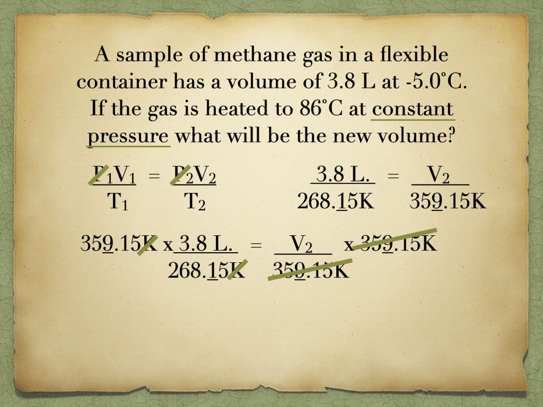Go back and look at your setup. Go back and make sure you have your temperatures in Kelvin. Go back and make sure that you multiplied when you're supposed to multiply or divided when you're supposed to divide. And you should end up with about 5.1 liters. And one last point before we wrap this one up, if we had kept that negative 5 degrees Celsius on the left side of the equation, when you did your calculation, you would have ended up with a negative volume, which would mean less than zero space. And of course, that just doesn't make any sense.